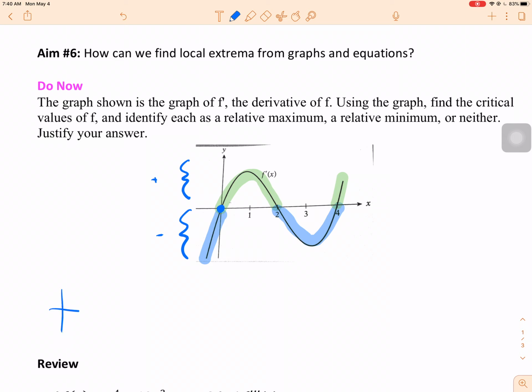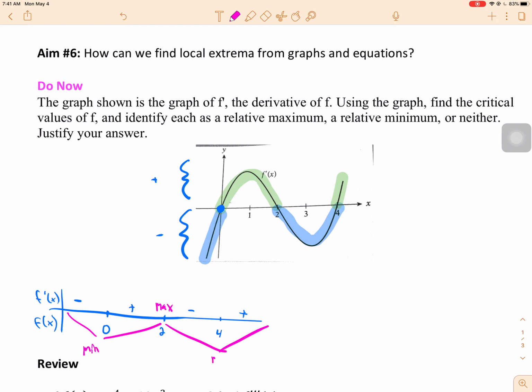Well, think about it. Remember, if we do our f prime test, our first derivative test, what it's saying here is the slope is negative until when? Until 0. And then it becomes positive until when? Until 2. And then it's negative until 4, and then positive after that. So what do we have? We have down, up, down, up. So we have a minimum at 0, we have a maximum at 2, and we have a minimum at 4. Okay? Let's do some practice here.